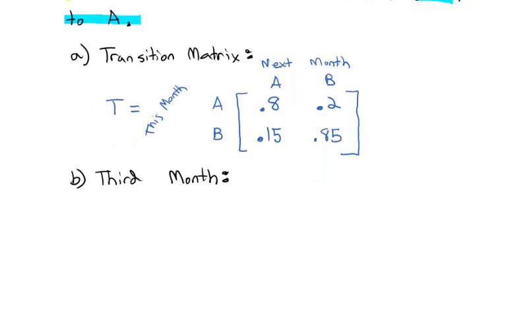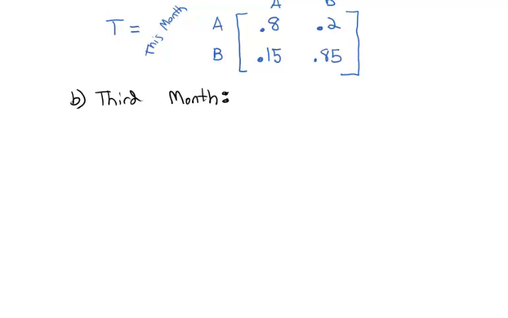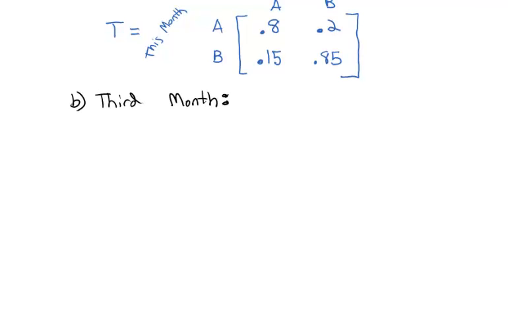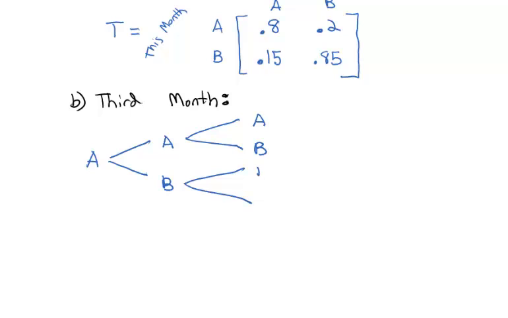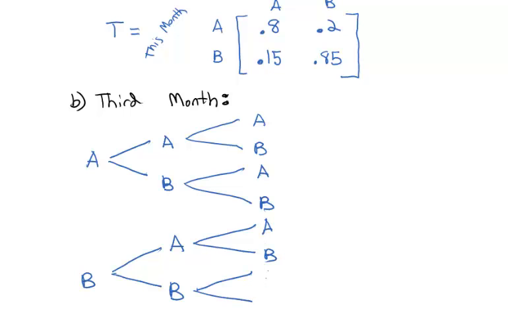Well, to set this up, we can do this one of two ways. The old way we used to do this from our previous unit is we would set up a tree. We would say you could be with A, and from A, you could switch to either A or B. And then from A, you could switch to either A or B. From B, you could switch to either A or B. Or you could have started with B to begin with. We don't know where you started. And you could go to either A or B. And then in the third month, you could go to either A or B.